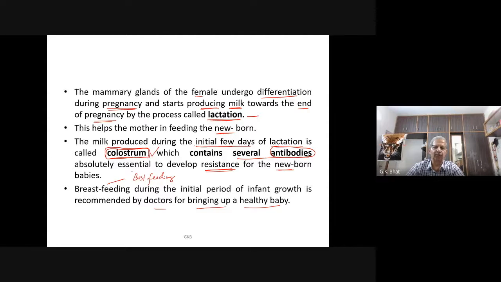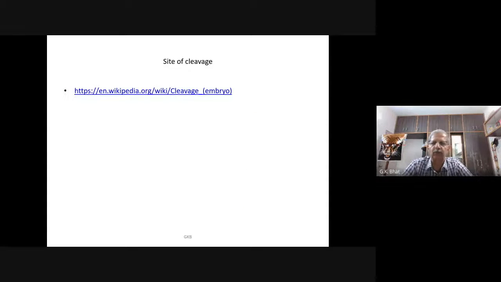So this is with regard to this particular chapter, and I am going to stop the class today at this particular level, and in my next class, I am going to take up additional points pertaining to this human reproduction. Okay.